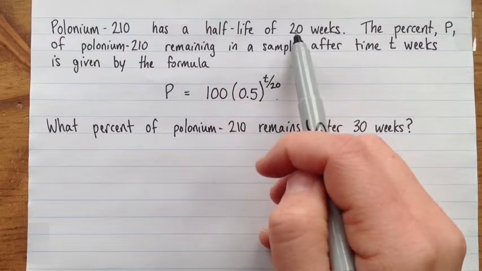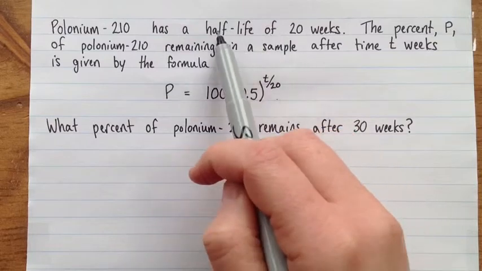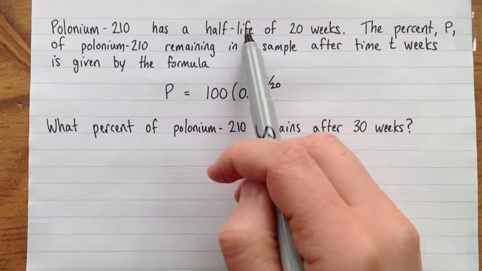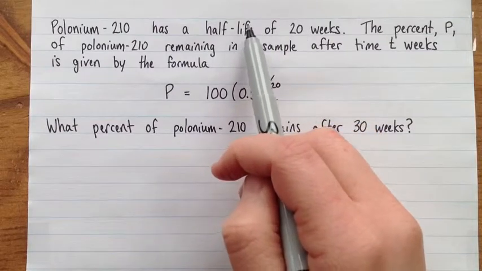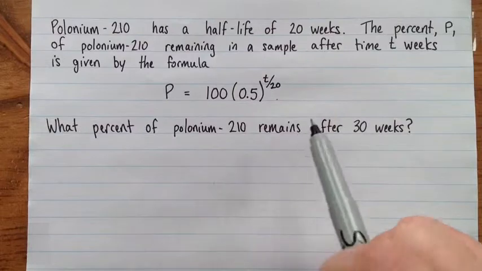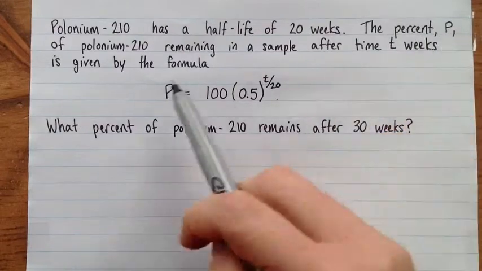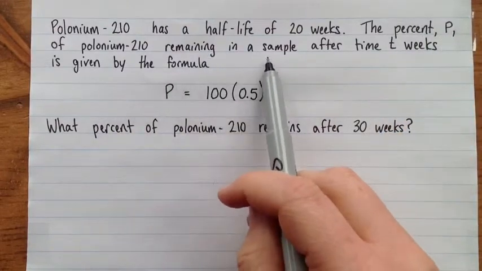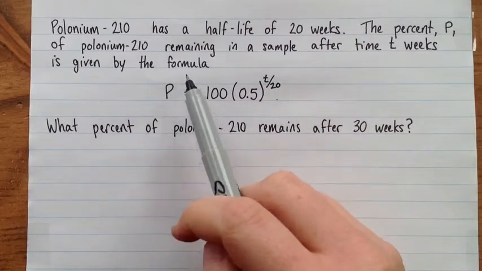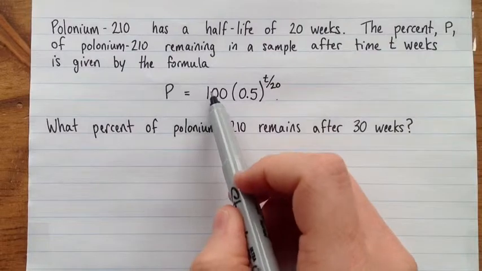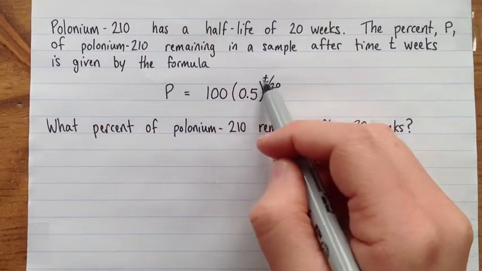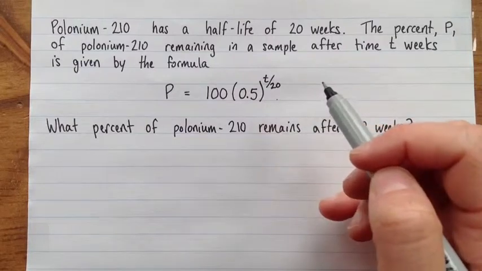And after another 20 weeks, it's not all gone. After another 20 weeks, you have half of 4 left, so you have 2 kilograms left. And another 20 weeks, you have half of that, so you're down to 1 kilogram, and so on. Okay? So the percent P of polonium-210 remaining in a sample after time t weeks is given by this formula. So the percent equals 100 times 0.5, or half, to the exponent t over 20.